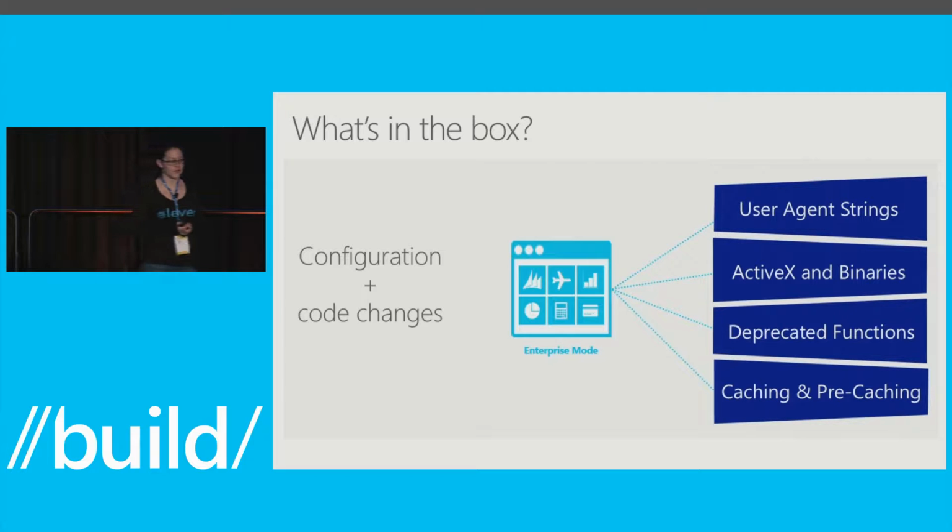So this is all great, but one thing we haven't talked about yet is what exactly is Enterprise Mode, because this is kind of what this talk's about. So let me answer the question, what's in the box? A lot of older line of business apps do UA string sniffing.